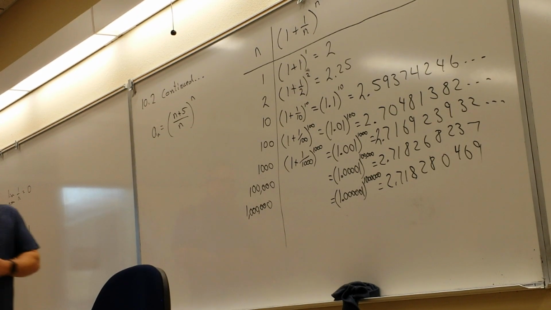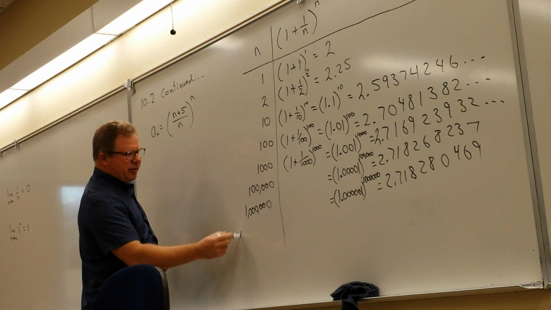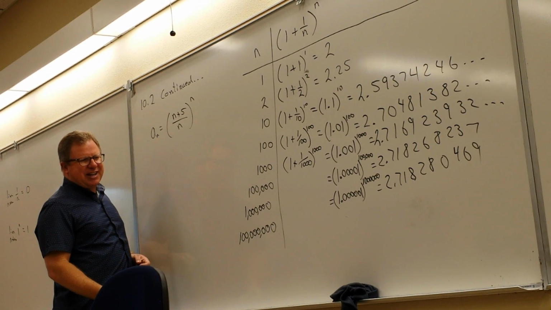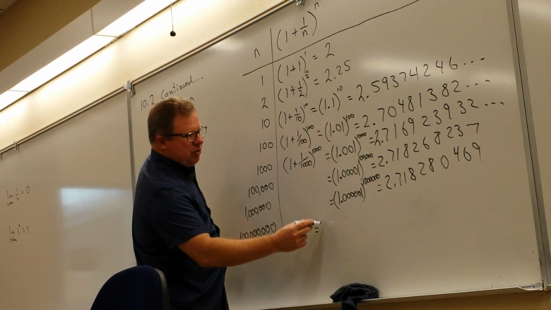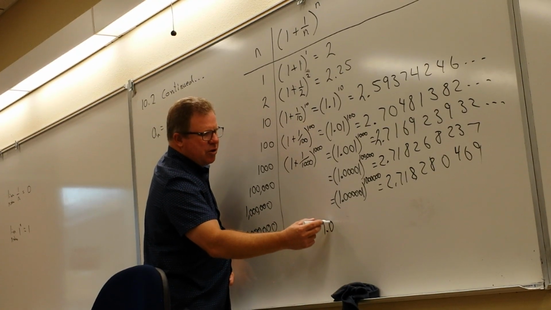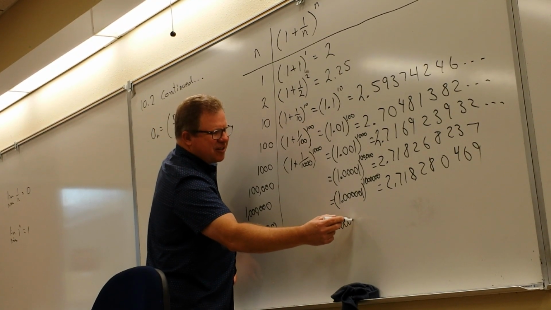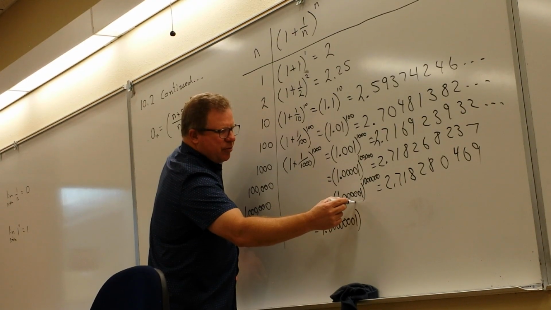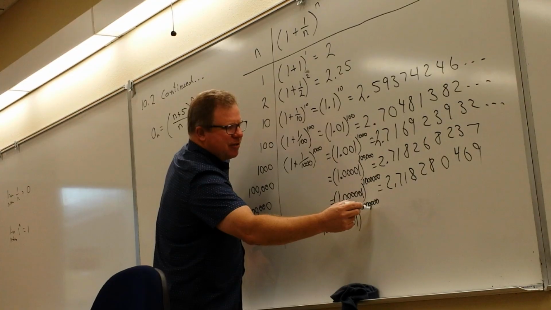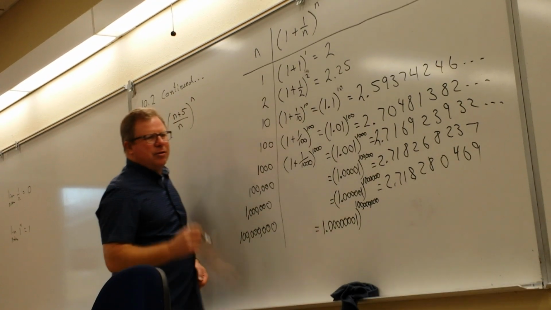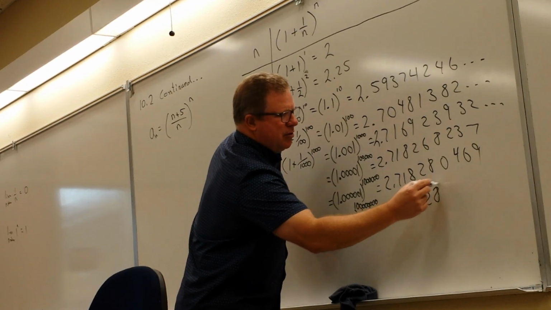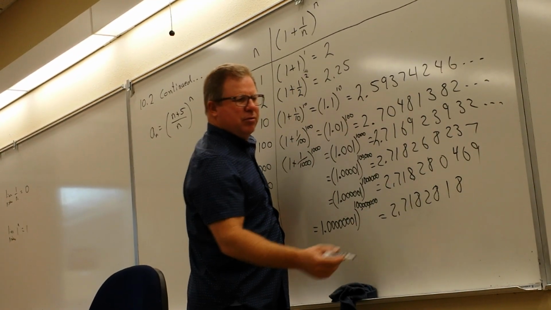Let's do one more. Let's do 100 million. See if your calculator will even do that. So 100 million has 8 zeros. So this is going to be 1 point, in the 8th decimal place, separated by 7 zeros. 1, 2, 3, 4, 5, 6, 7, 8. What do we get there? 2.718281815.